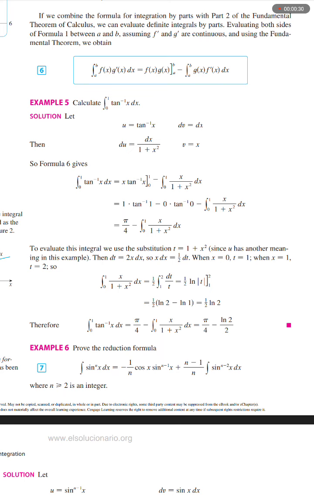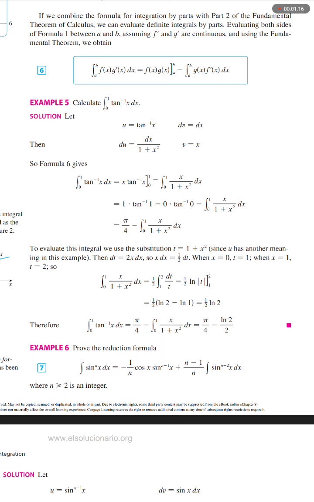Then formula 6 gives the integral from 0 to 1 of the inverse tangent of x dx equals x times the inverse tangent of x on the interval from 0 to 1 minus the integral from 0 to 1 of x over 1 plus x squared dx. And that equals 1 times the inverse tangent of 1 minus 0 times the inverse tangent of 0 minus the integral from 0 to 1 of x over 1 plus x squared dx.